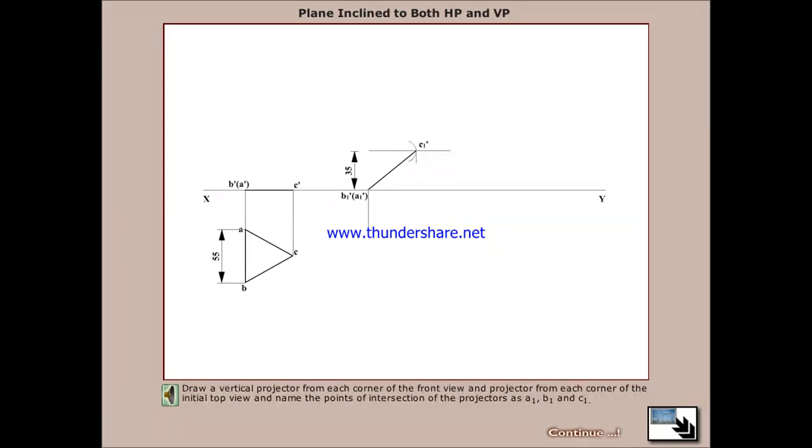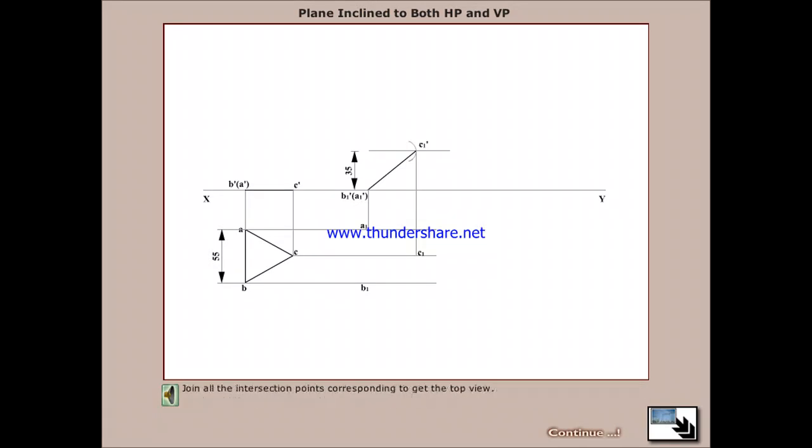Draw a vertical projector from each corner of the front view and a horizontal projector from each corner of the initial top view, and name the points of intersection of the projectors as A1, B1 and C1. Join all the intersection points correspondingly to get the top view.